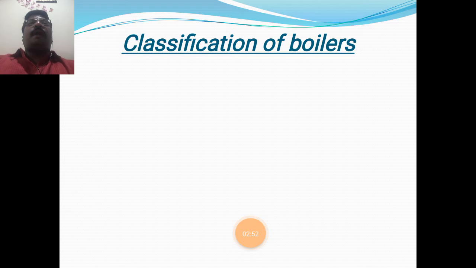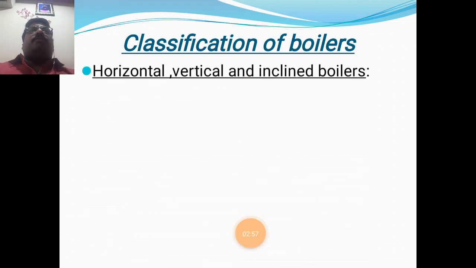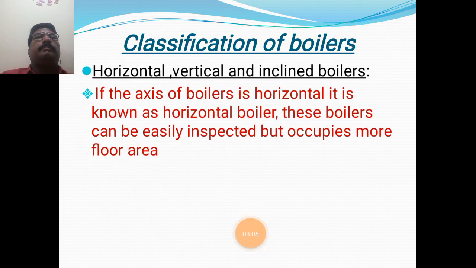Classification of boilers. We have different classifications of boilers based on different conditions. The first one is based on the axis of the boiler: horizontal, vertical and inclined boilers. If the axis of the boiler is horizontal, it is known as a horizontal boiler. If the axis is vertical, we call it a vertical boiler. If the axis is inclined, we call it an inclined boiler.